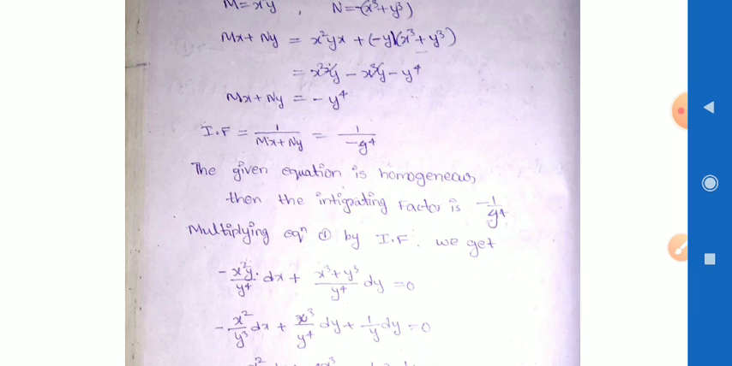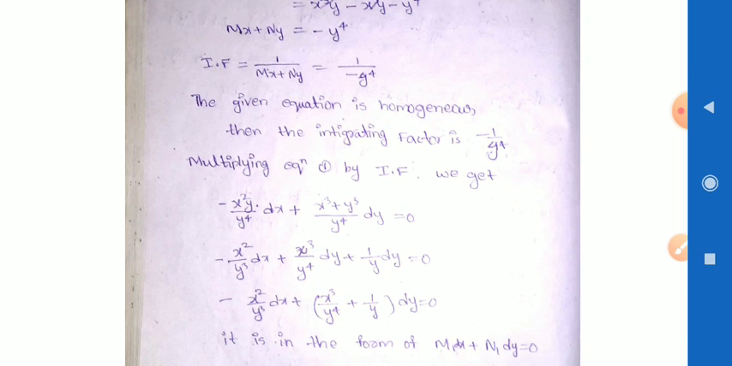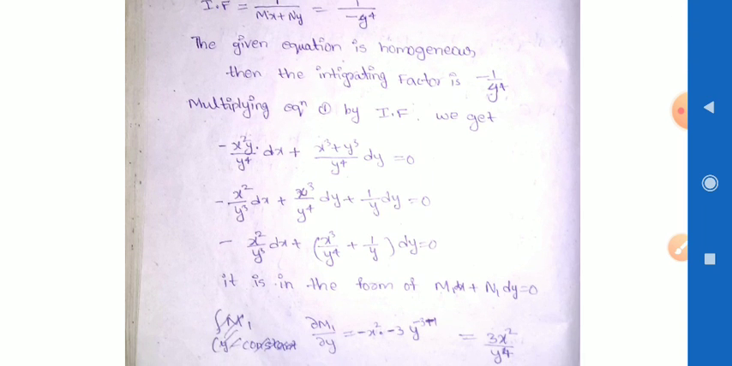By multiplying 1/(−y⁴) into equation 1, we get −x²y/y⁴ dx + (x³ + y³)/y⁴ dy = 0. Here by cancelling, we get −x²/y³ dx + (x³/y⁴ + 1/y) dy = 0, which is in the form of M1 dx + N1 dy = 0.